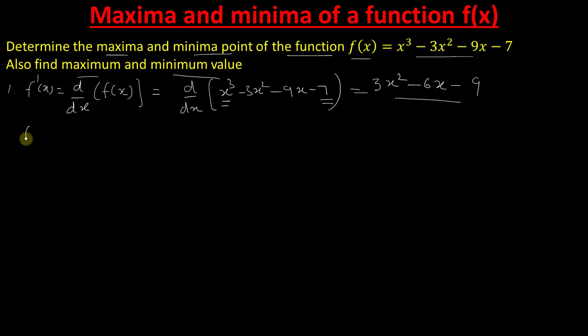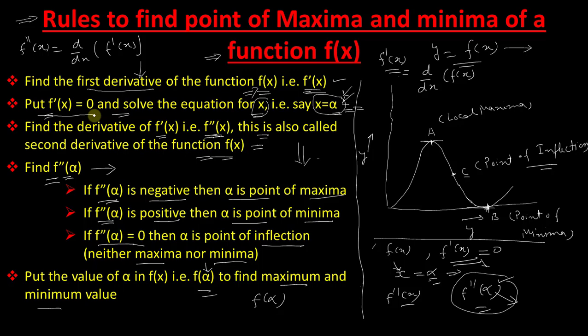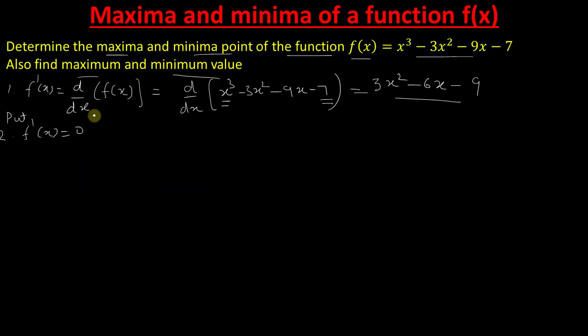The second thing it says is that we put f dash x equal to 0. This is the second step.